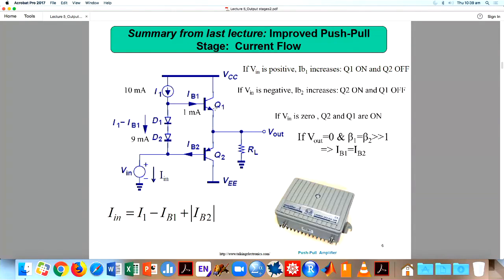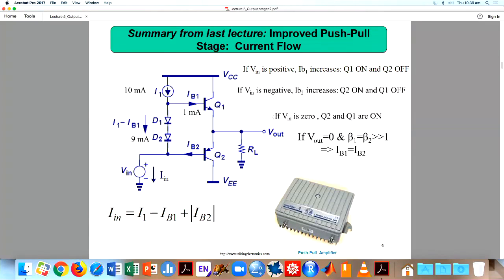So Q1 is on. If Vin is negative, if this voltage is the negative cycle of the signal, Q2 will be on. You know what I meant? Because this is a PNP transistor, so this needs a negative. So this will be on. But when this is negative, what will happen to the current through D1 and D2? It will increase. When that is increasing, you don't get sufficient current for the Q1 base current. So Q2 is on, Q1 is off.